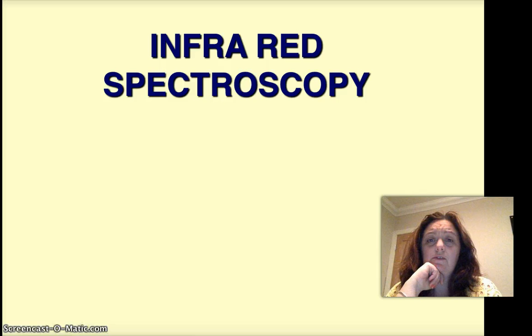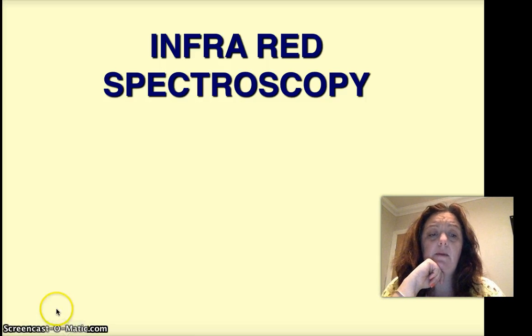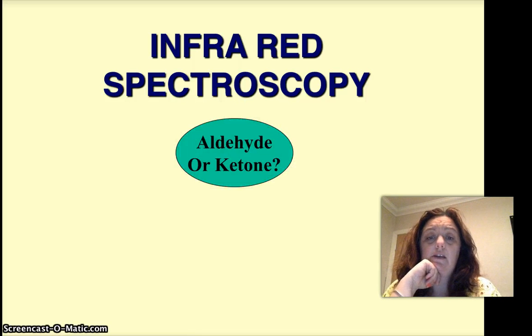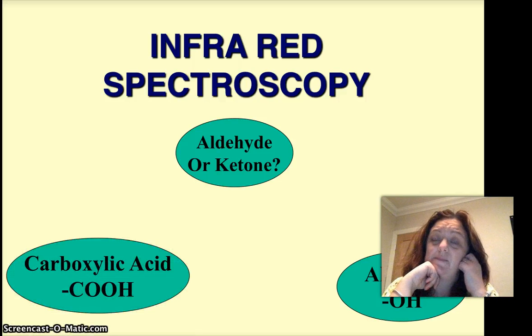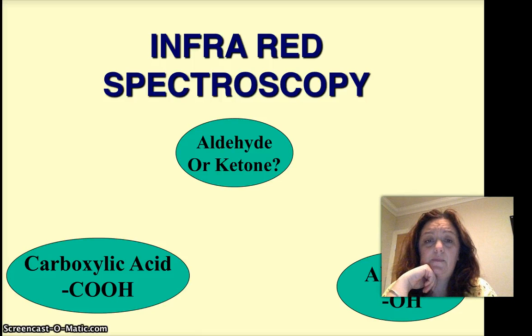Infrared spectroscopy is a technique that chemists use to give some information about the type of molecule that they're analysing, basically the functional group that the molecule contains. For example, the functional group could be an aldehyde or a ketone, or maybe an alcohol or a carboxylic acid. Now, how does it distinguish between these different groups?